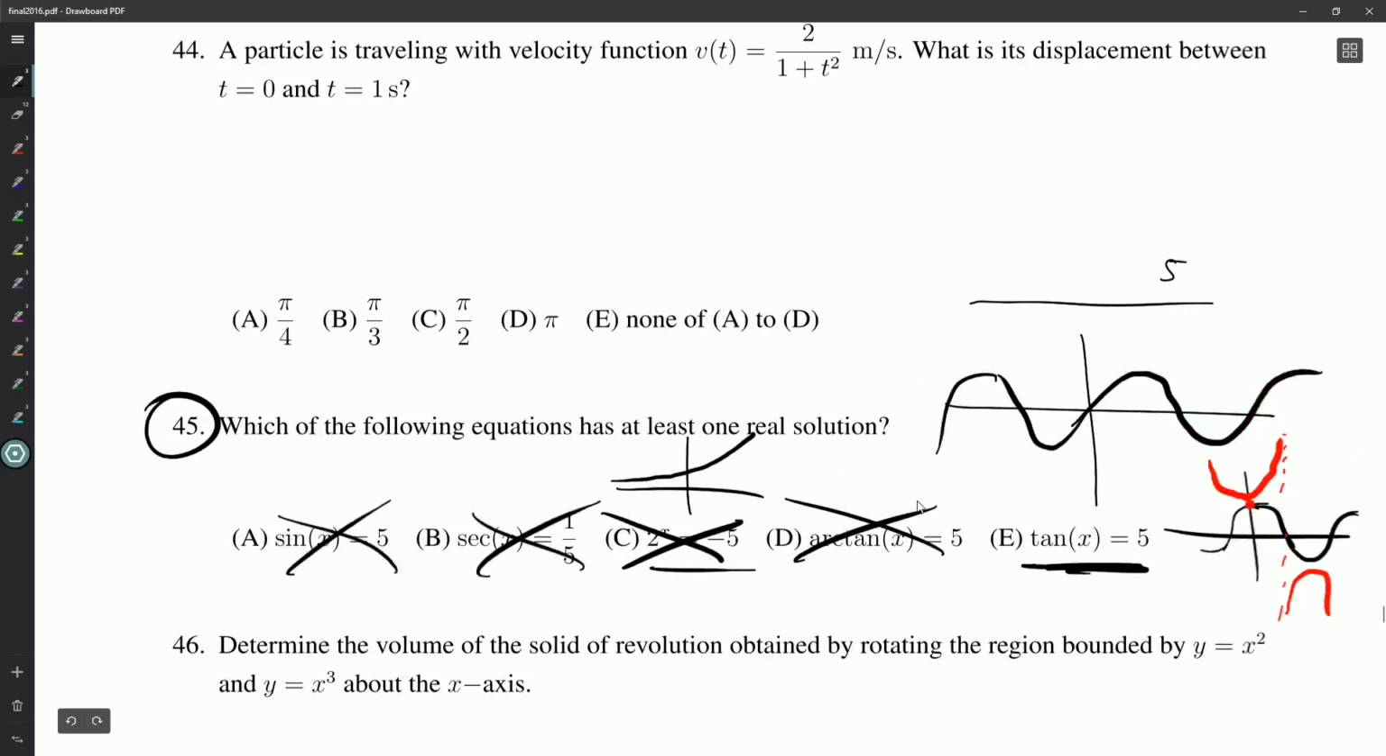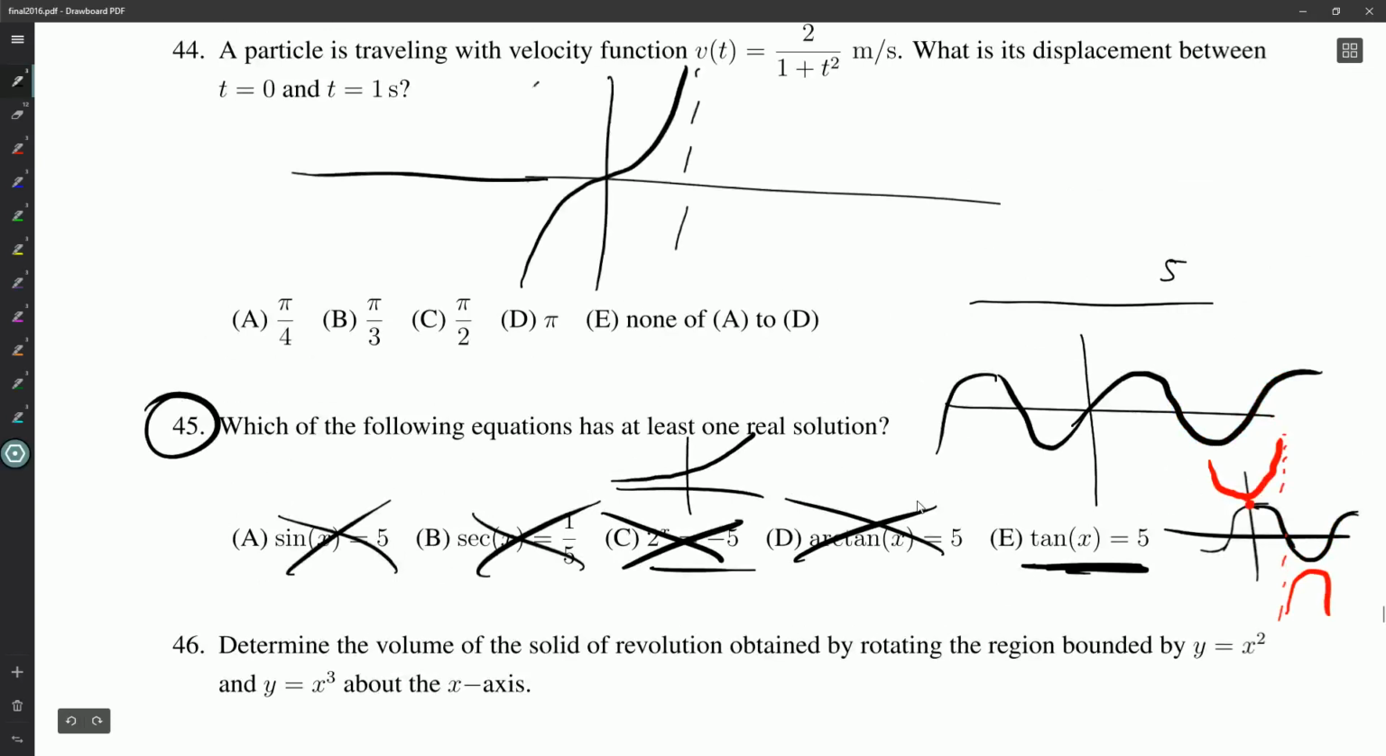So let's go up a little bit. So could tan possibly be equal to 5? And think about the tan graph. It's got asymptotes as well, but tan actually goes all the way between -infinity and +infinity. So yeah, it crosses the line y equals 5. It intersects 5 at some point. So that's got to be our answer.